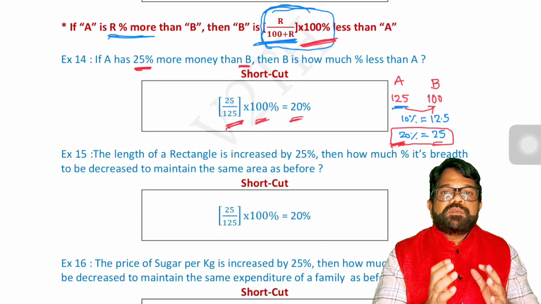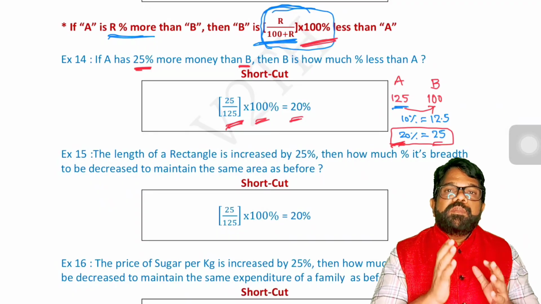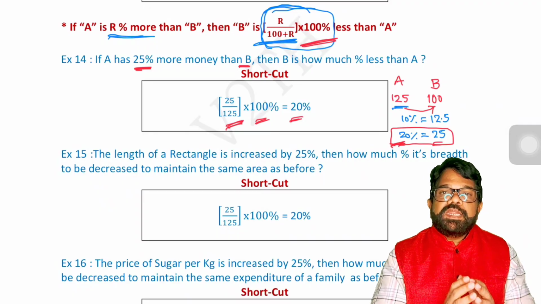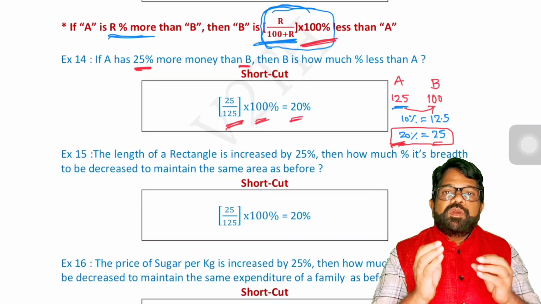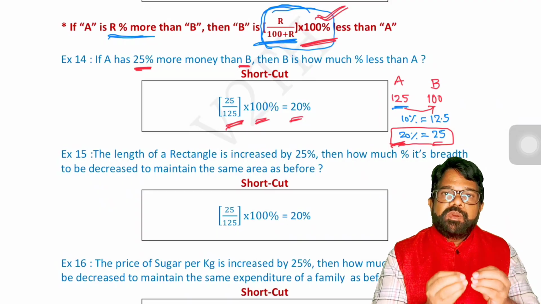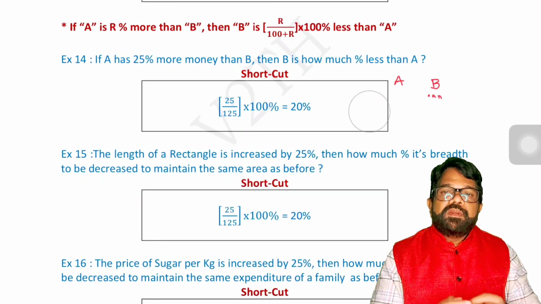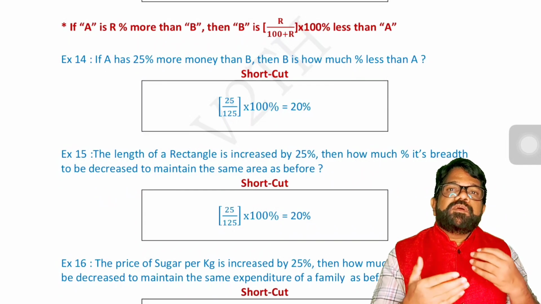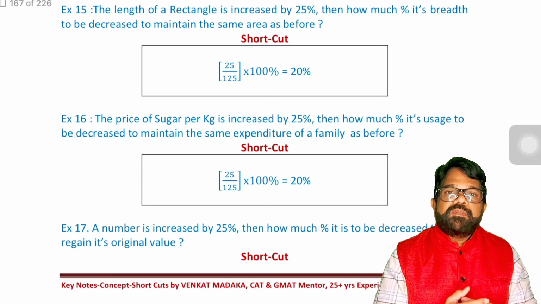If A is R% more than B, then definitely B is less than A. But B is how much percent less than A? You have to apply the keynote R by 100 plus R into 100%. Not only this one, the same keynote R by 100 plus R into 100% we apply for different types of examples. Now observe another example here.